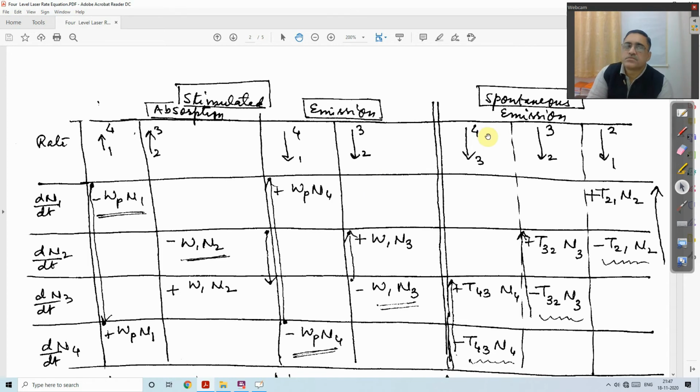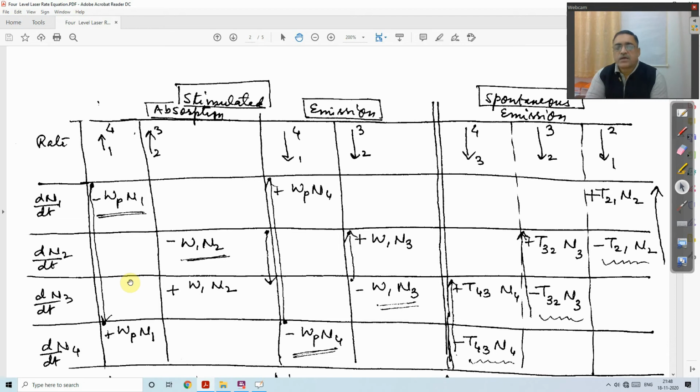And we see that 4 to 3 is spontaneous, 3 to 2 is again spontaneous, and 2 to 1 is spontaneous. So here it may be noted that 3 to 2 is stimulated as well as spontaneous transitions. Now, once this picture is clear, we can easily write the rate equations.